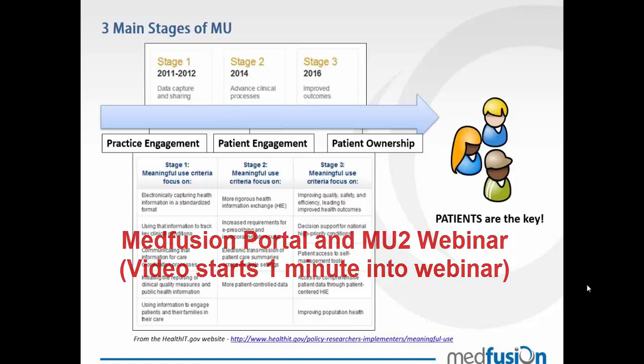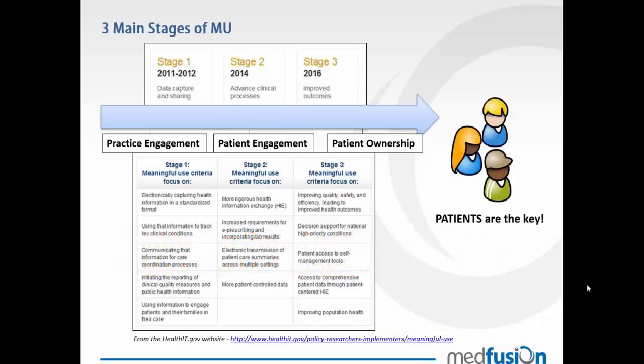And then stage 3, which we'll obviously get to in the future, will be more about patient ownership. So the proposed measures are really more around the patient doing things and the patient initiating things. But we're not going to spend any time on that today. Again, our focus is really on stage 2.